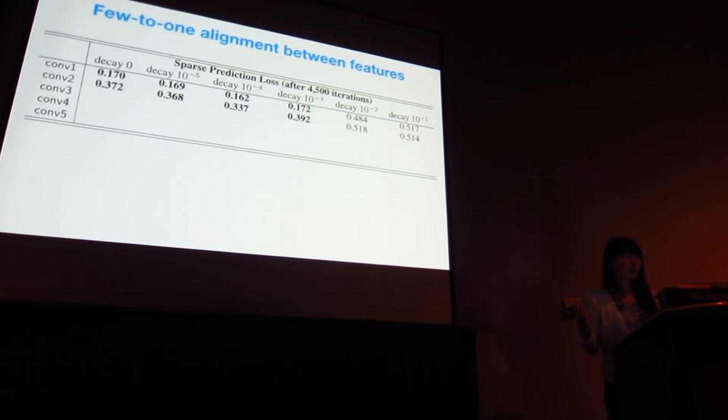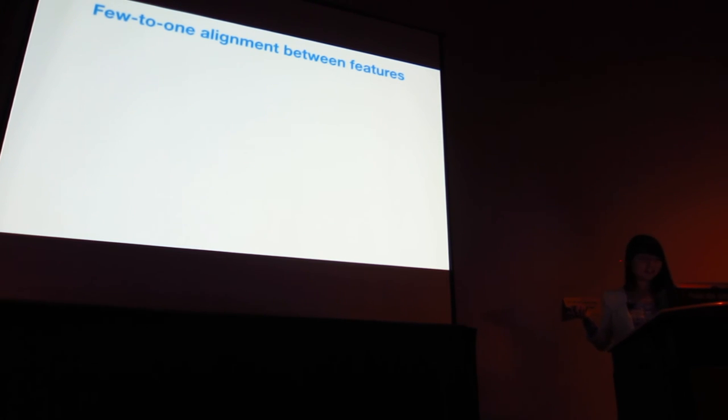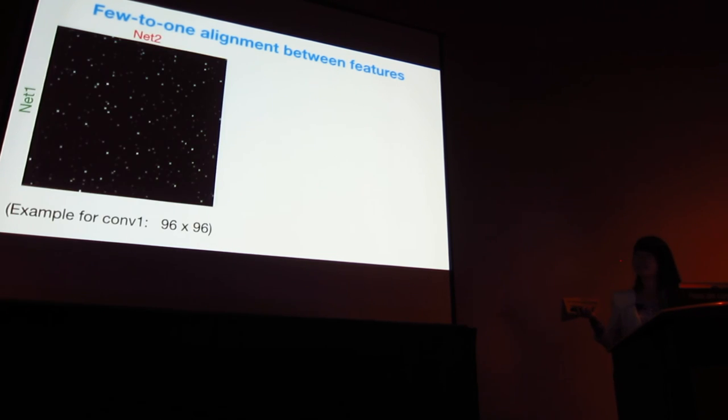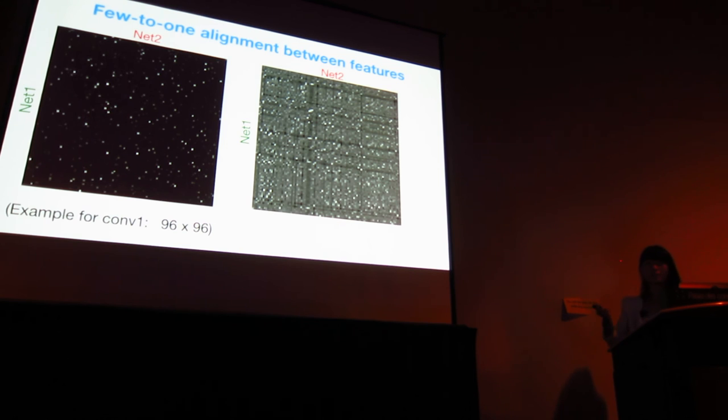And a similar pattern is observed in the conv2 layer with slightly higher prediction loss in general. And for conv3 through conv5 layers, the results are a bit trickier, and we'll discuss them more fully in the paper. So what does the learned sparse mapping layer look like? This is a visualization of the learned sparse matrix for conv1. And this matrix contains on average 4.7 entries per line, which is a lot sparser compared to the correlation matrix that we saw before.